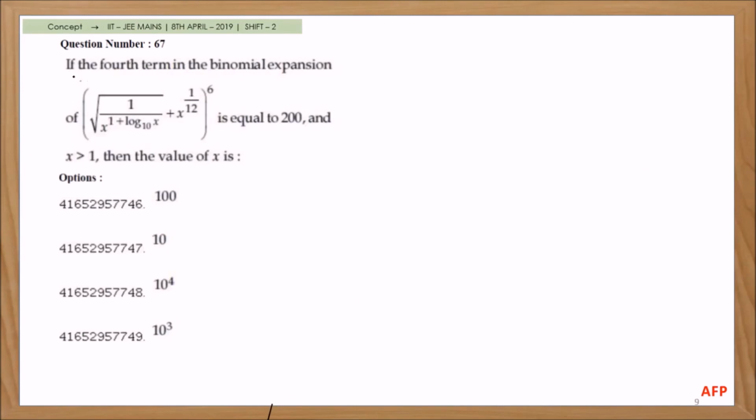Next problem. If the fourth term in the binomial expansion of, this expansion is given, is equal to 200, then x is greater than 1. This condition is there. Find the value of x. To find the fourth term we can write t3 plus 1 is equal to 6c3 a raised to 3 b raised to 3.